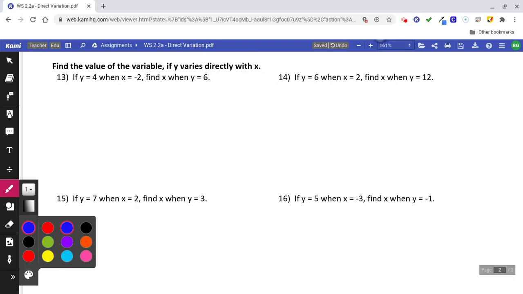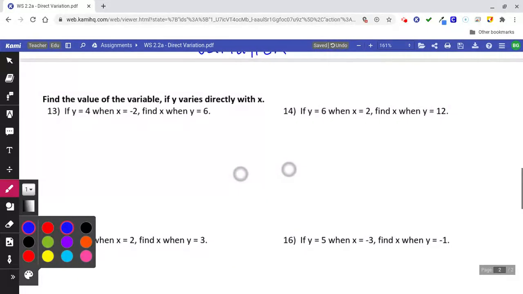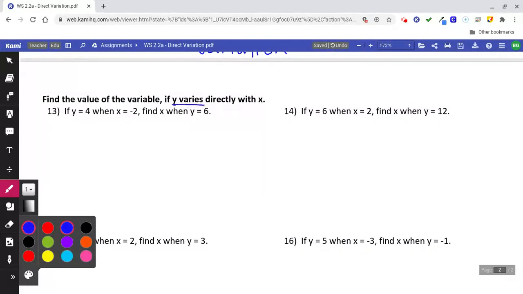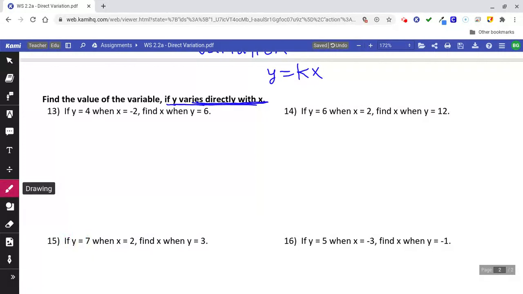Number 13, find the value of the variable if y varies directly with x. So they're telling us that y varies directly with x. So that's good. And that means that y equals kx. But I'm going to give you a different way of doing this problem that I think is easier. If y varies directly with x, then you can set up a proportion. And if it's a direct variation, then y over x should equal y over x. I know that seems silly to write that down. Y over x equals y over x.